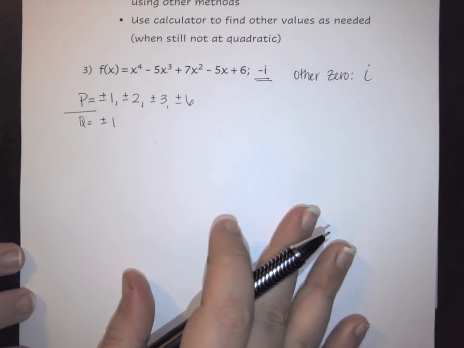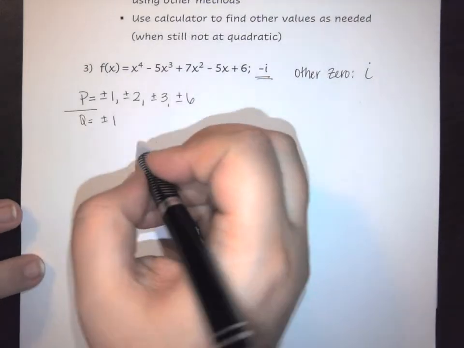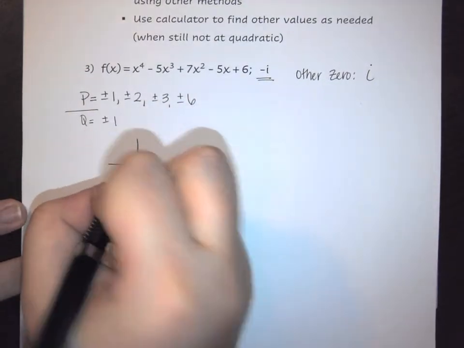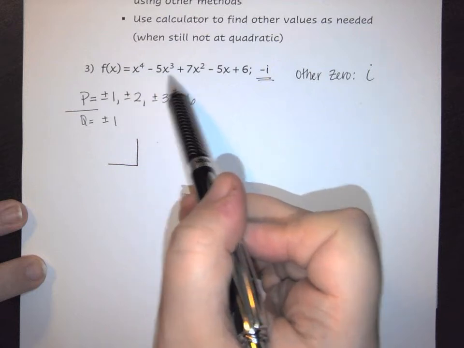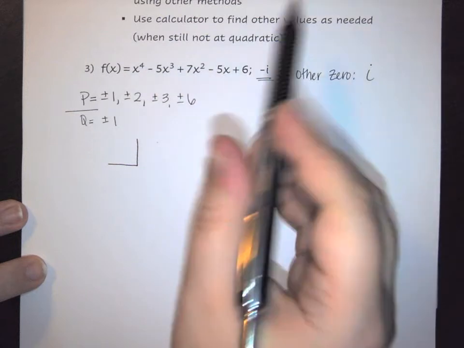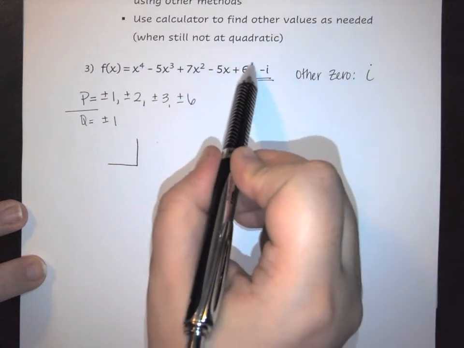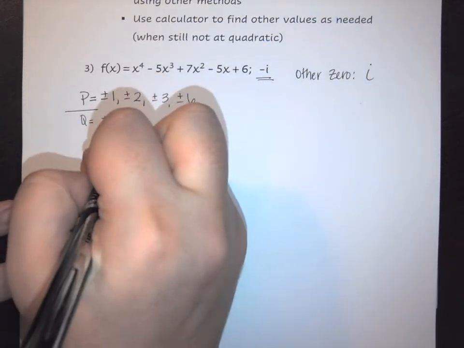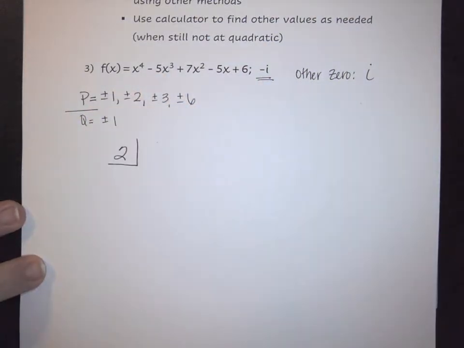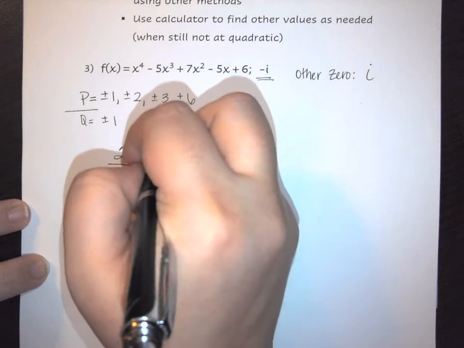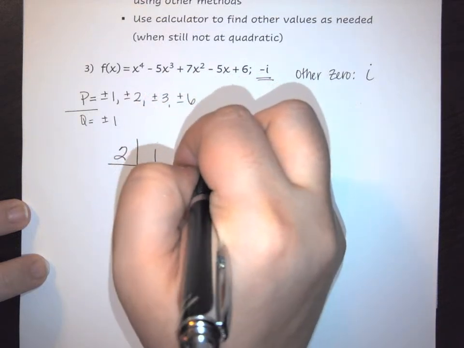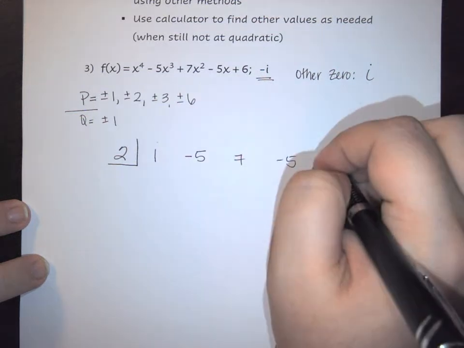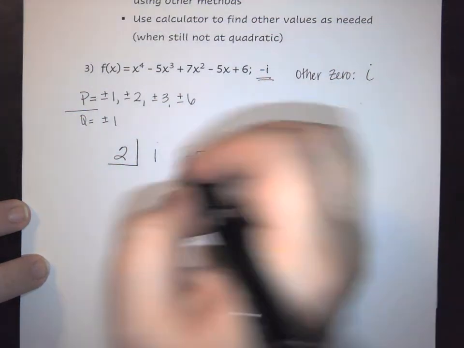And so essentially here, what you're going to do is you would use synthetic, but we would use synthetic more in like a guess and check. So I have 1, negative 5, 7, negative 5, 6. Now, this last term here ends in an even. So the first thing I would check is an even number to see if it works. So here we have 1, negative 5, 7, negative 5, and 6.